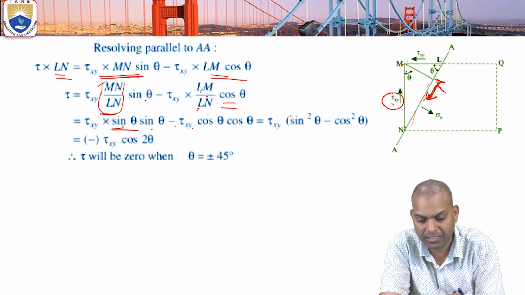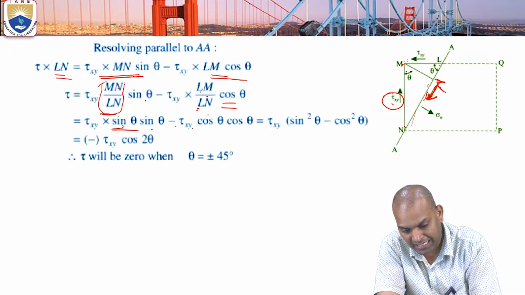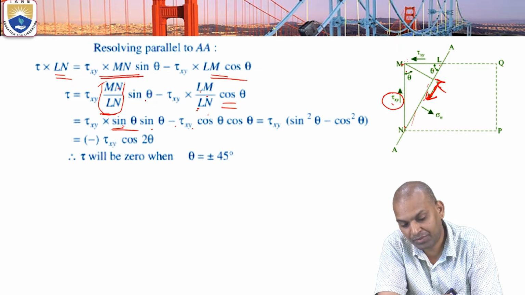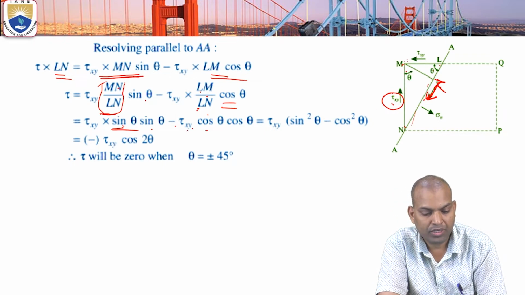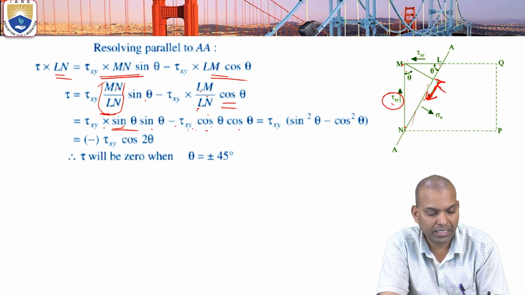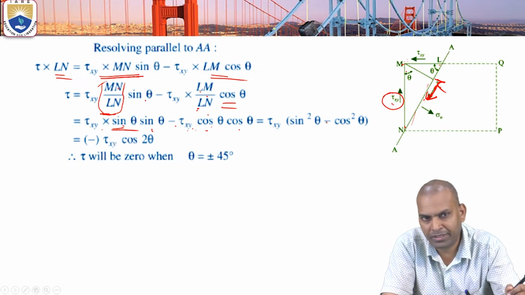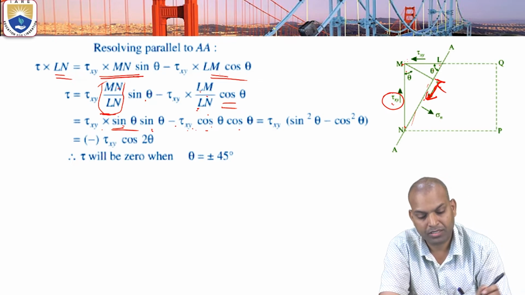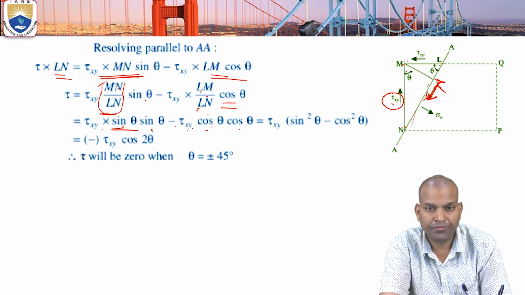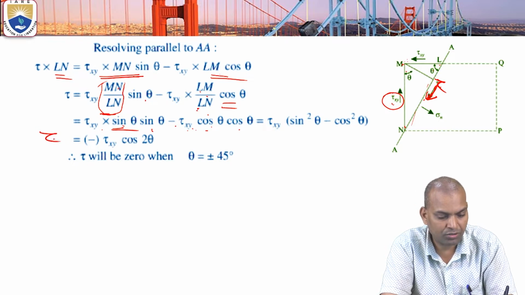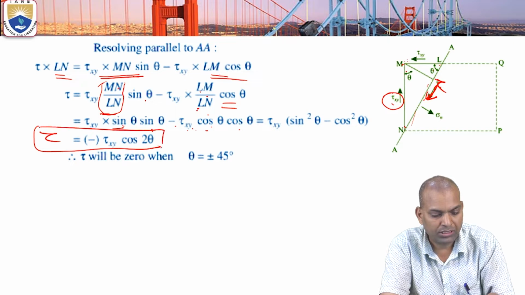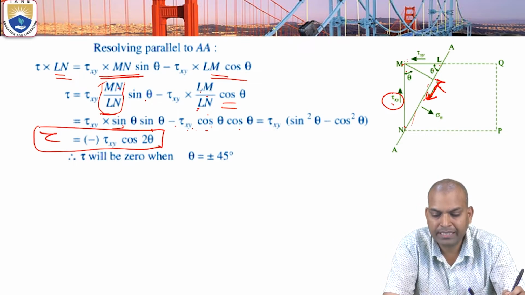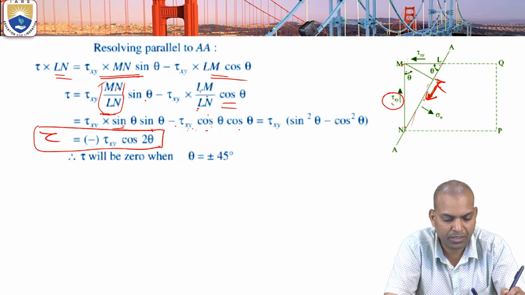which means cos theta. Tau xy cos theta times cos theta. Now tau xy sin square theta minus tau xy cos square theta. So make the common term, that is tau xy times sin square theta minus cos square theta. That becomes negative of cos 2 theta, that is minus tau xy cos 2 theta equal to tau. Now this is the shear stress acting along the sectional plane AA.